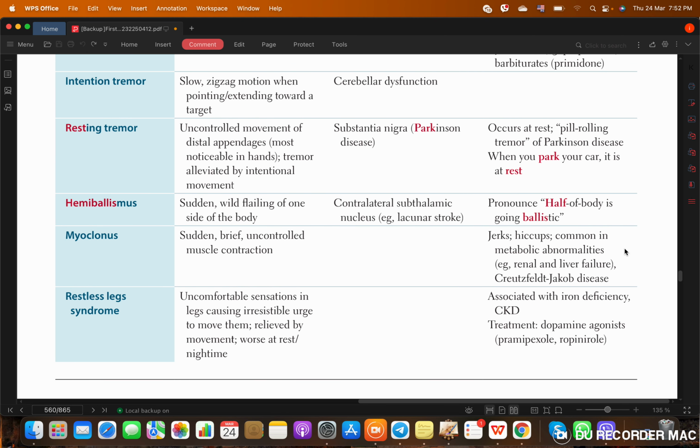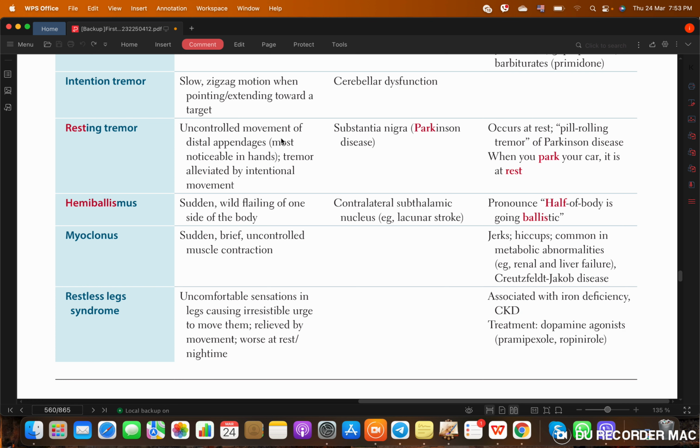Intentional tremor is a slow, zigzag motion when pointing, extending towards the target. So the patient, you will give him your finger and be like, can you touch my finger? And he's like, it's difficult for him to get it. Why? Because the cerebellar dysfunction makes a poor proprioception and knowing where the patient's joint is located in space.